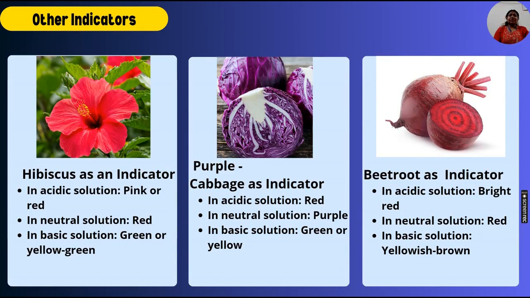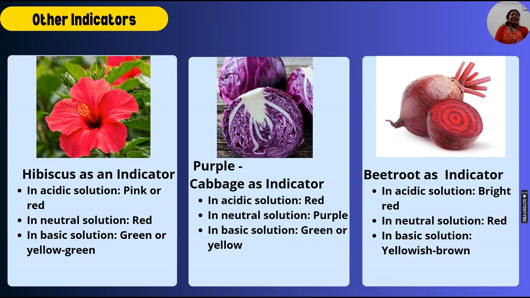Other indicators are hibiscus, purple cabbage and beetroot. That means we can use these three also as indicators to identify base, acid or neutral substances. If we use hibiscus as our indicator, it will turn pink or red in the acidic solution, in the neutral solution it will remain red, no change in color, and in basic solution it will turn green or yellow-green.